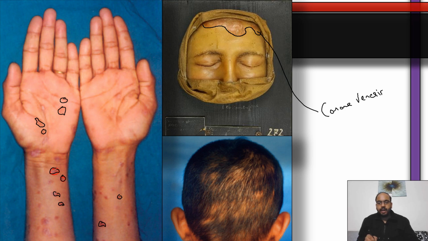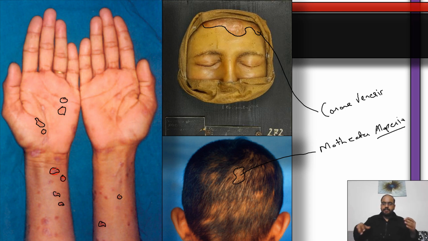Corona veneris. And here you can see non-scarring alopecia, which is moth-eaten alopecia. So we are clear about some of the systemic manifestations. Whenever a disease has a lot of different variable presentations, a best idea is to remember those manifestations from head to toe.